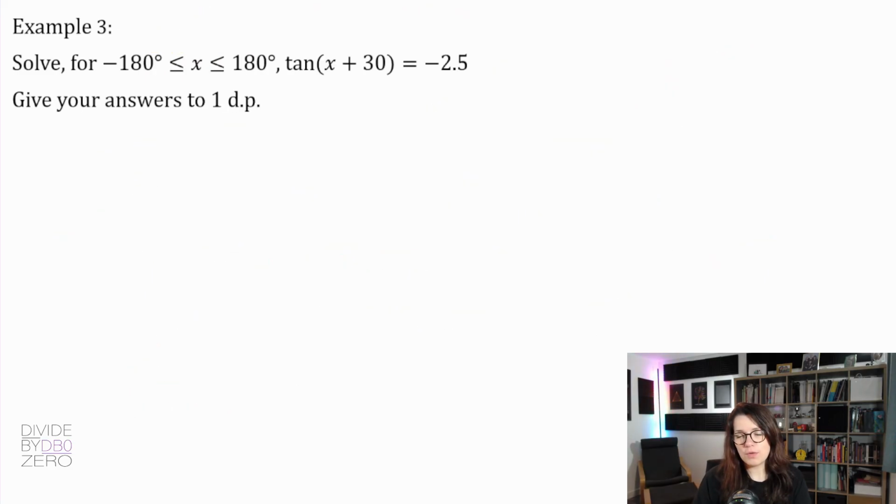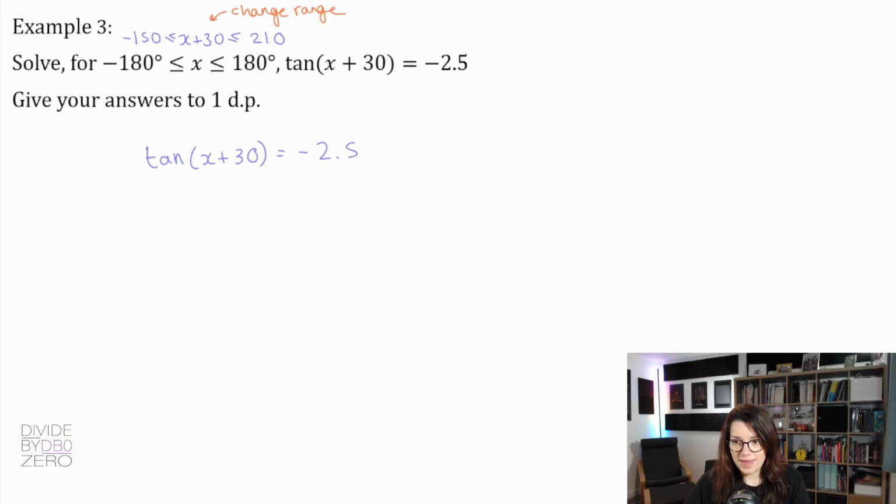Last example, solve for x between -180 and 180, tan (x plus 30) equals -2.5. Give your answers to 1 dp. So again, in this one, we haven't just got x, we've got x plus 30. So let's change the range. In this case, we'll just add 30 to each of the limits. So it will be -150 for that one and 210. Then we do a similar process. So if tan (x plus 30) equals -2.5, x plus 30 would be inverse tan of -2.5. Use the calculator to get this. Gives us x plus 30 is -68.2 degrees.